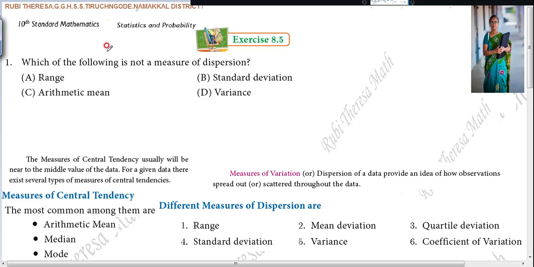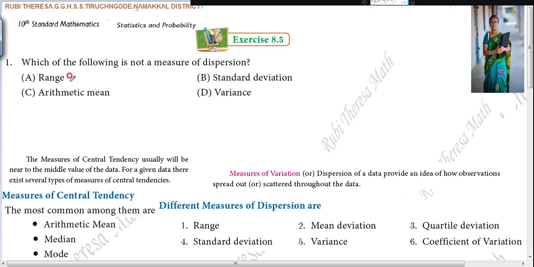Listen here. Which of the following is not a measure of dispersion? They have given range, standard deviation, arithmetic mean, variance. Before trying to answer this question, you should know what these are, because they have given four options. You should know what is meant by that.